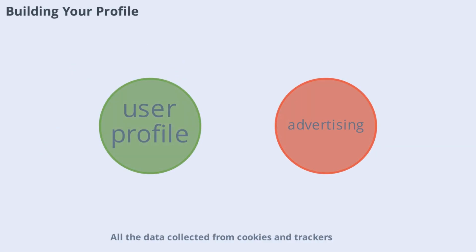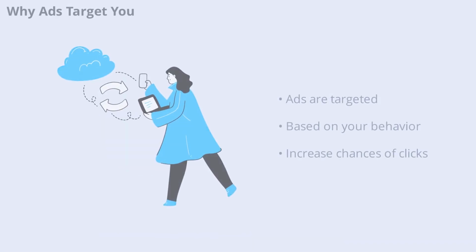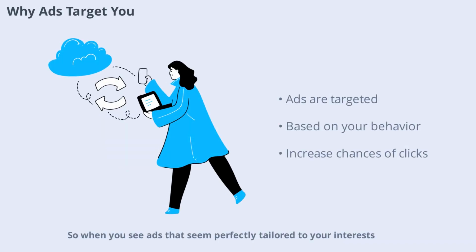All the data collected from cookies and trackers is combined to create a detailed profile about you. This profile includes your interests, browsing habits, and even your likely age or location. Advertisers use this profile to decide which ads to show you, making their campaigns more effective and relevant. So, when you see ads that seem perfectly tailored to your interests, it's not a coincidence. It's the result of all that data being collected and analyzed.